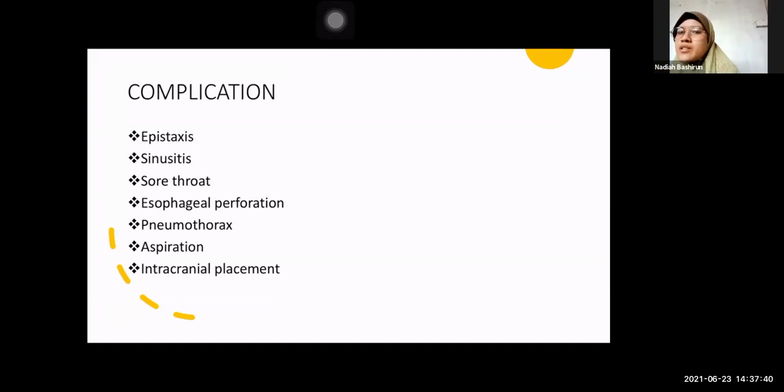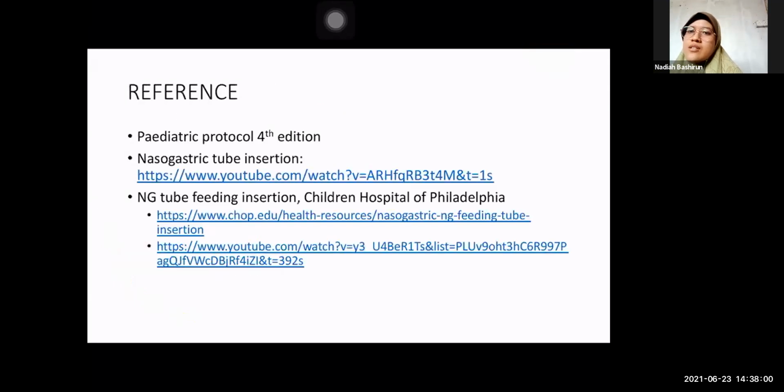Yeah, so the complications of the NG tube are epistaxis, sinusitis, sore throat, and esophageal perforation. Patients may have pneumothorax, aspiration, and also intracranial placement if the patient has a skull base fracture. So next. The link is on number three.